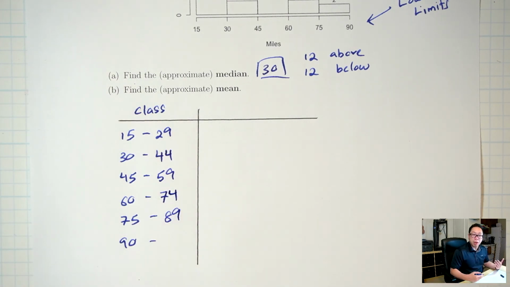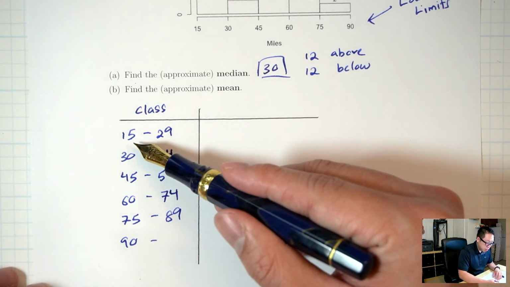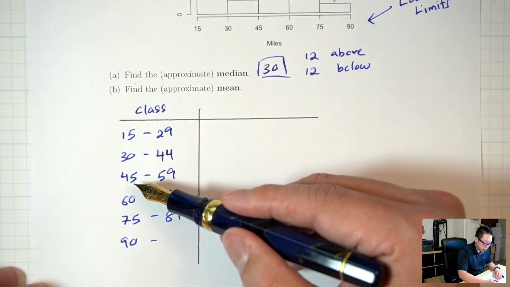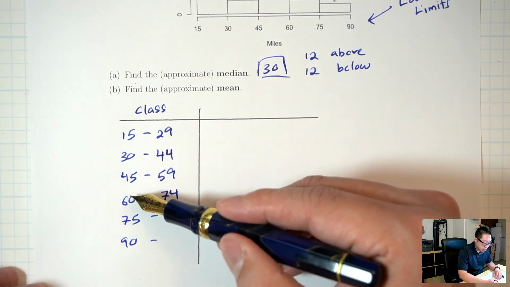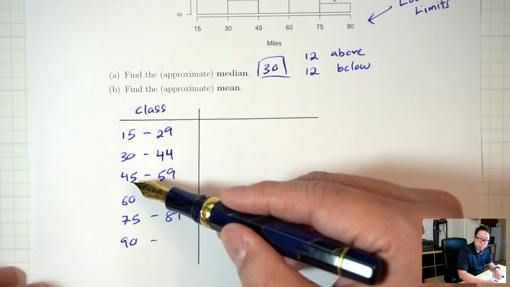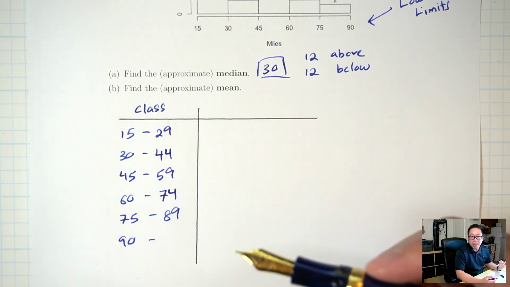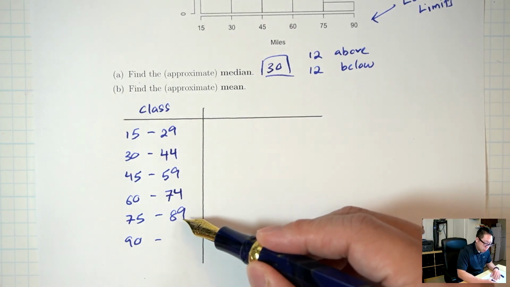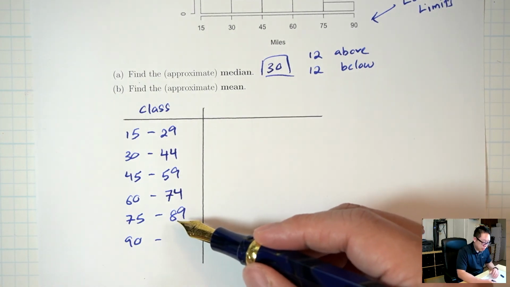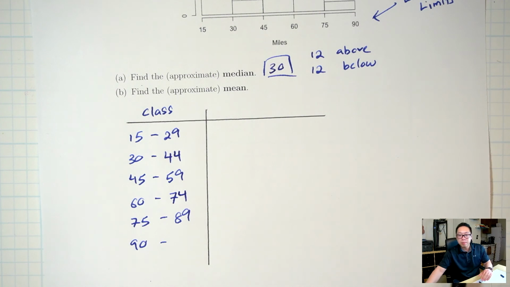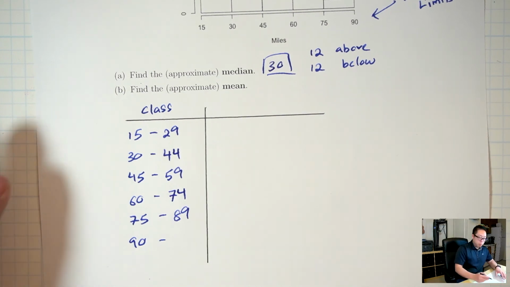And then this last one, the easiest way to find it is to figure out what your numbers are going up by. 15 to 30, 30 to 45, 45 to 60. These numbers are going up by 15. These numbers are also going up by 15. This is the class width, which means this last one should also go up by 15. So 89 plus 15 is 104.